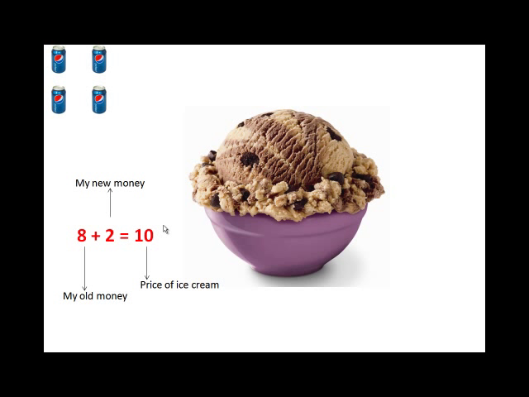Here, the equation is 8 plus 2, which is equal to 10, where 8 is my old money, 2 is my new money, which I earned from the business deal, and 10 is the price of ice cream. Now, in this example, we have employed some business and economic concepts. When a person spends his money to buy a good or service to use it, this expenditure is called consumption expenditure, or simply consumption. And the person who is spending money for consumption is called a consumer.